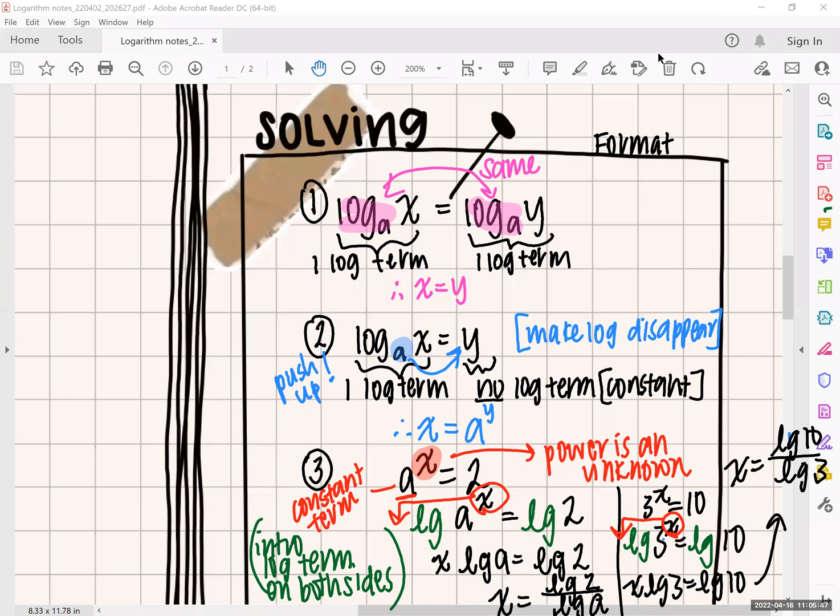Now, who has not copied? Raise up your hand. If you have copied, please raise up your hand also. Now, those who have copied. Okay, everybody has copied. Very good.